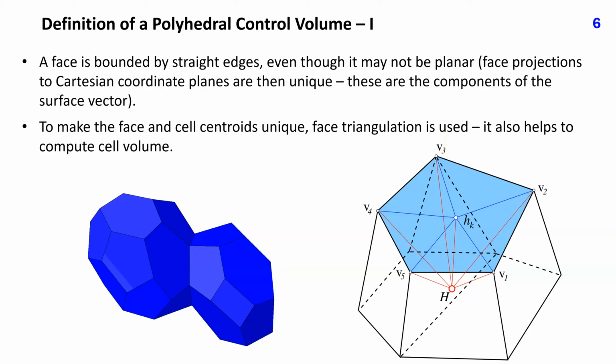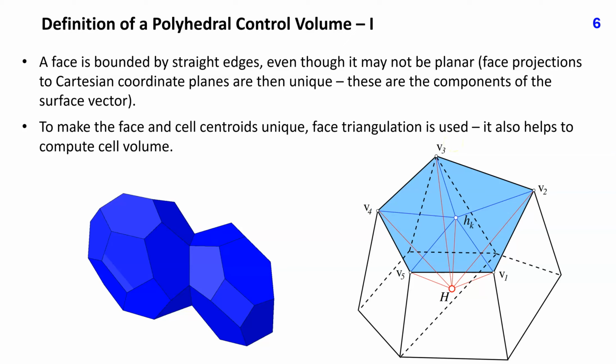A face is bounded by straight edges, even though it may not be planar. This is important because face projections to Cartesian coordinate planes are unique if the face is bounded by straight line segments, irrespective of its warpage. These projections are the components of the surface vector, which thus can be exactly computed.